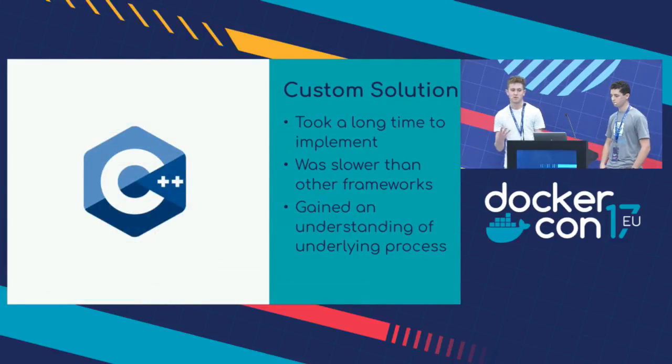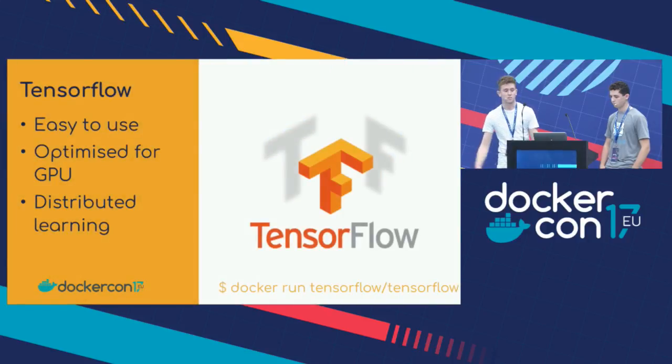So we tried 3 implementations of this. The first implementation was a custom solution, whereby we wrote our own convolutional neural network in C++ and OpenCL. This took a long time to implement because we had to understand and learn all the maths and the underlying principles around it. And then when we tested it in relation to other frameworks, we found that it was slightly slower.